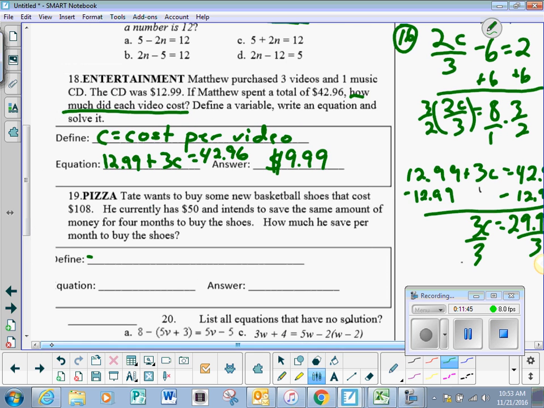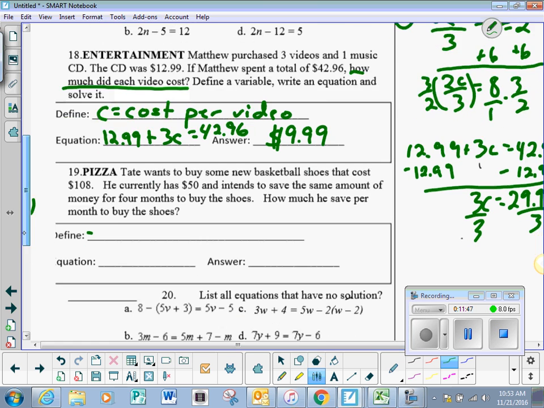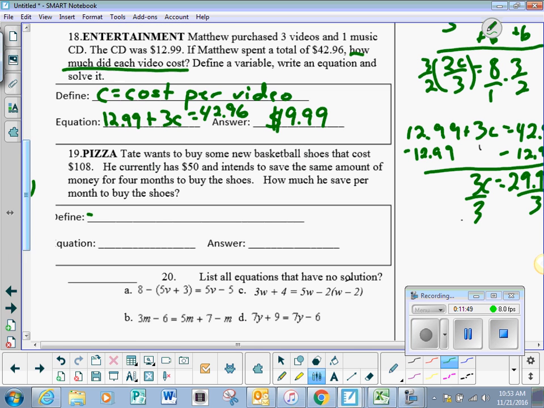Okay, number 19. Similar. What are we trying to find? Amount to save per month. So M equals the amount to save per month.